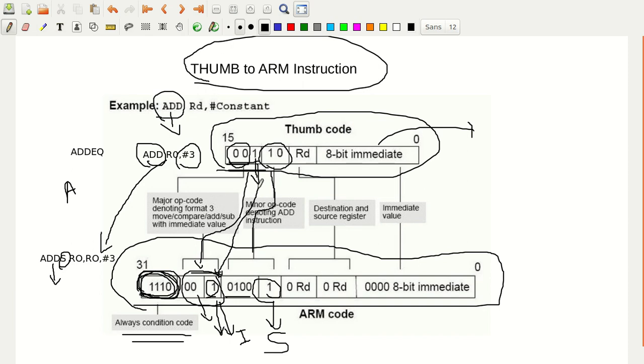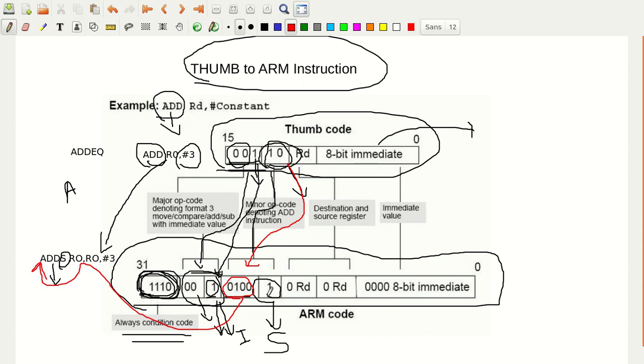Next, whenever it sees this 10, it understands it's a minor opcode for the add instruction. So if it is the minor opcode for the add instruction, it is taken and split up into 0100. This is the add instruction equivalent in the ARM data instruction format, isn't it? This is the add mnemonic here.